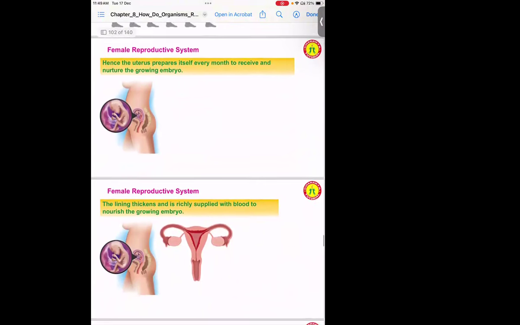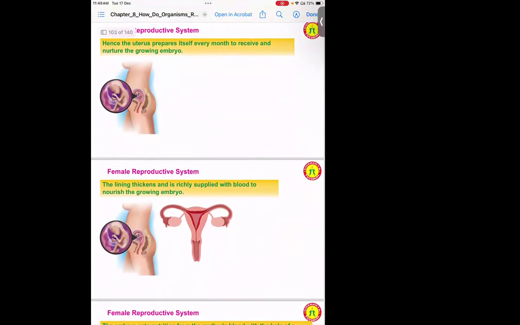Hence the uterus will prepare itself every month to receive the nurture of the growing embryo. So whatever the mother is taking into the body, through the placenta, it will be reaching the child. So that is how we say that the mother and the child are connected together. So how are they connected together? They are connected together because they have a disc-like structure called the placenta. And also through this umbilical cord, they will be passing the food, and the child will be producing waste material. So they will be passing that waste material through the umbilical cord into the surroundings, right? So that is how it will be happening.